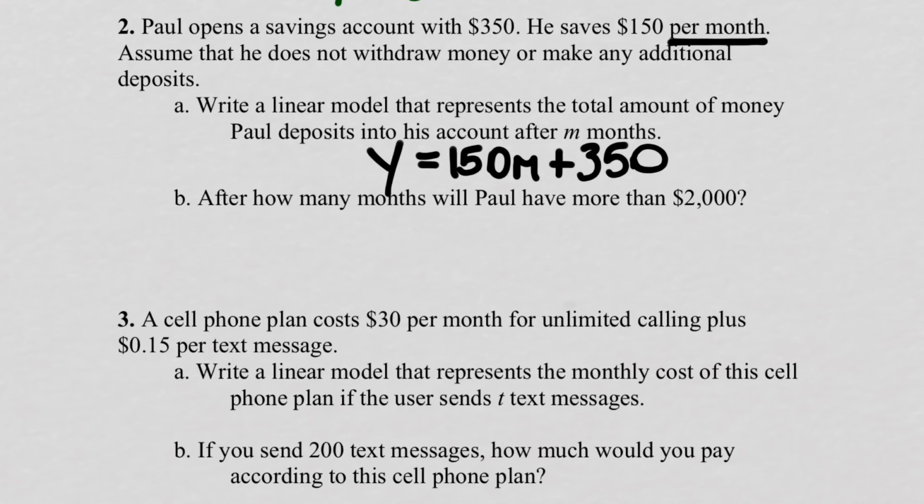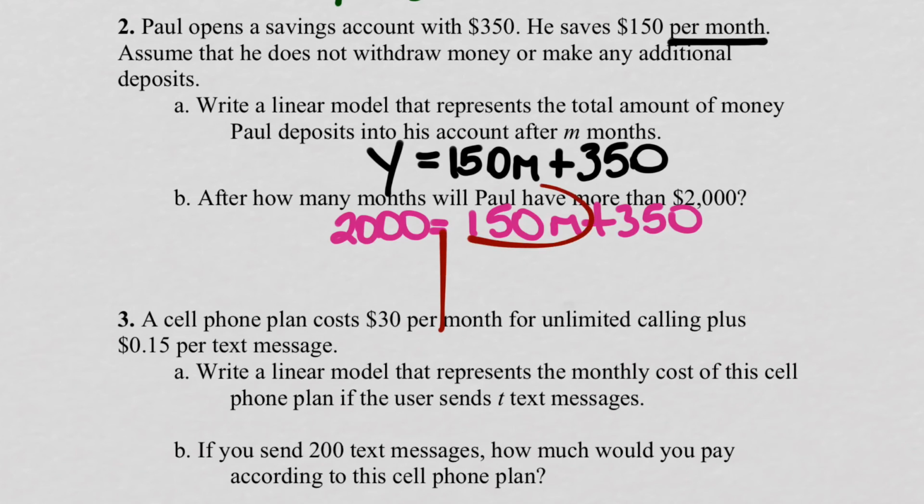So after how many months will Paul have more than $2,000? So we have to have more than 2,000. So not necessarily exactly 2,000, but at least more than. So I'm going to come over here, and instead of y, I'm going to have 2,000 equals 150 m plus 350. So now I need to solve it for m.